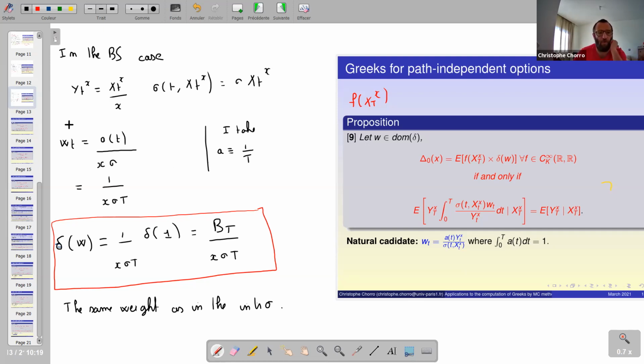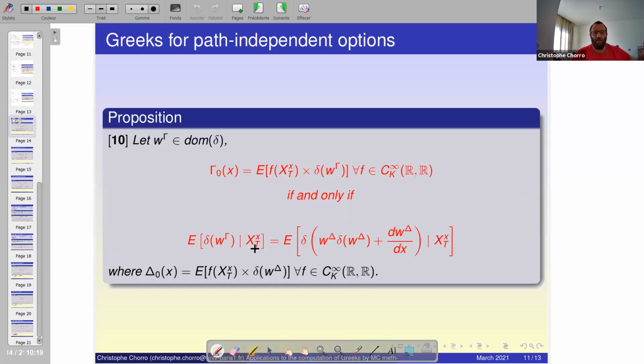Let's do the job for the gamma. For the gamma, I have this proposition. It is more or less of the same type, but keep in mind that the gamma is the derivative of the delta. So gamma being the derivative of the delta, we are going to see that in fact the proposition involving the gamma will take into account what happened for the delta.